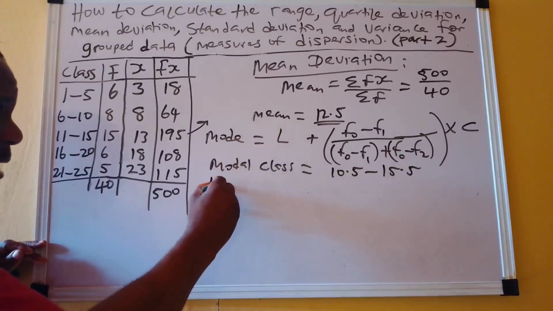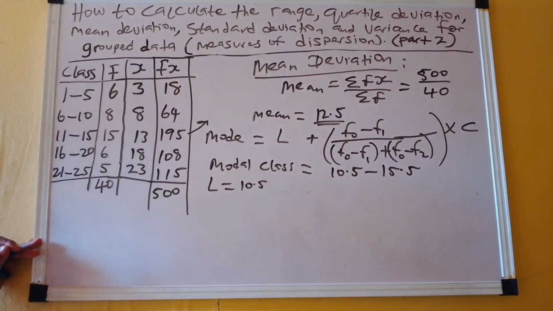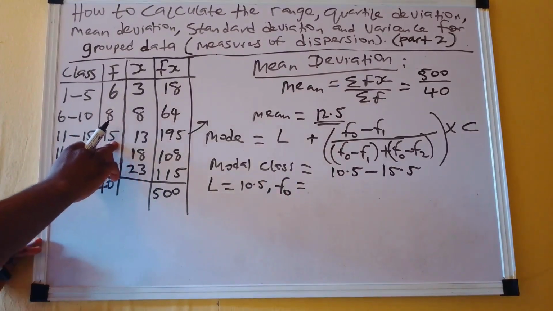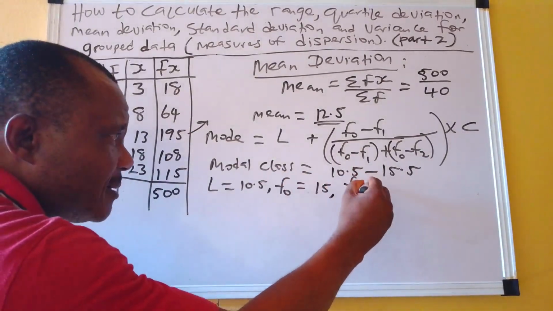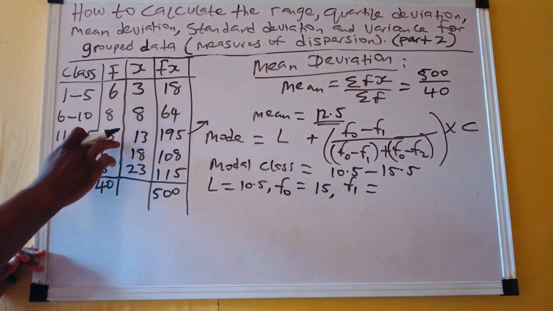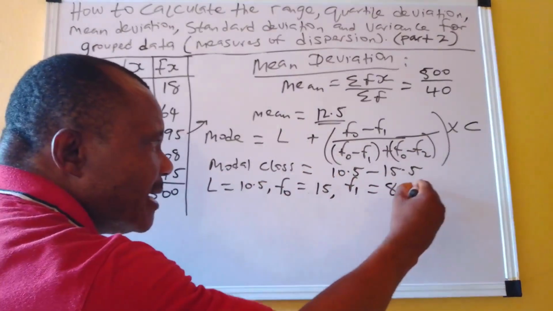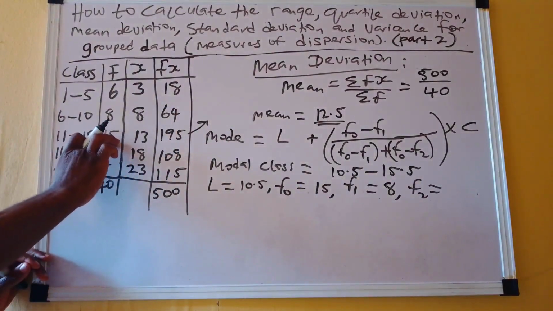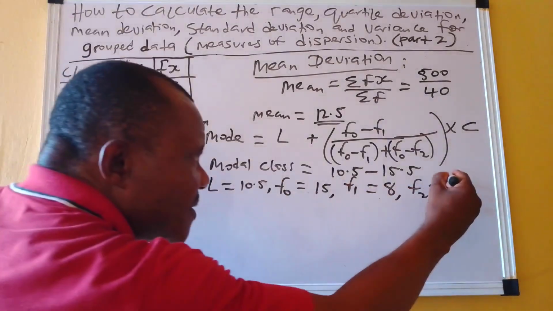So here our L will be equal to 10.5, the lower value of that class. Then our F0 is the highest frequency itself, which is 15. Then our F1 is the frequency before the modal class, which is 8. Then our F2 is the frequency below the modal class. This is the frequency of the modal class, which is 15. The one above it is F1, the one below it is F2, so F2 will be 6.